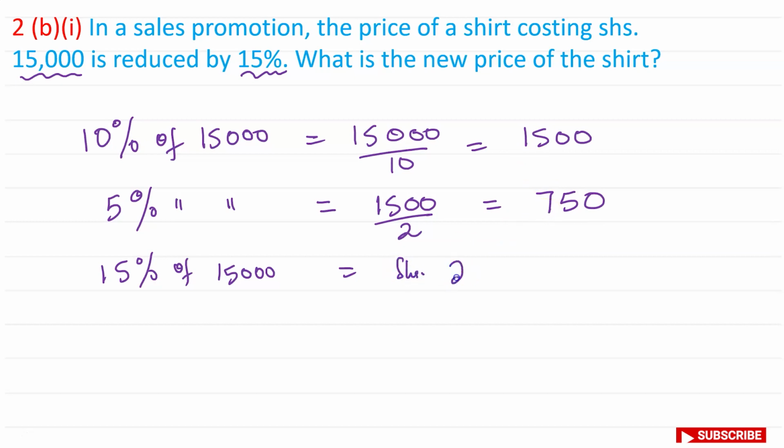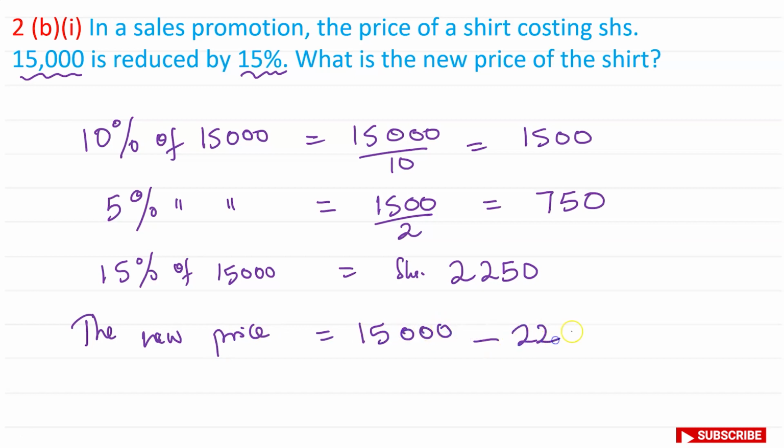shillings 2,250. So the new price of this shirt is going to be equal to 15,000 take away 2,250, which is going to be shillings 12,750. Right, now for BII, we're told to change 0.56 recurring into a fraction in its simplest form.